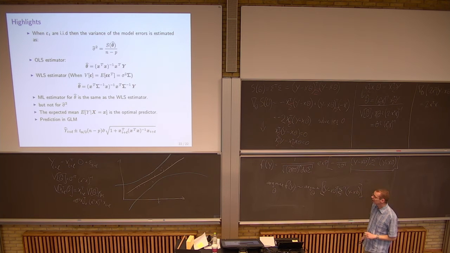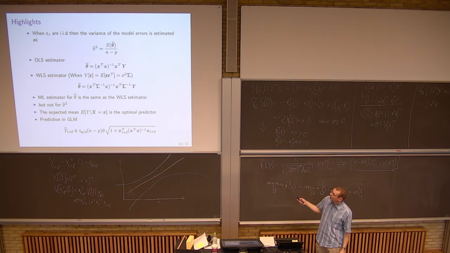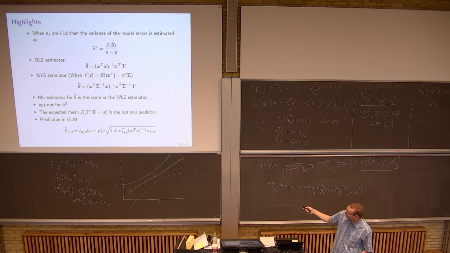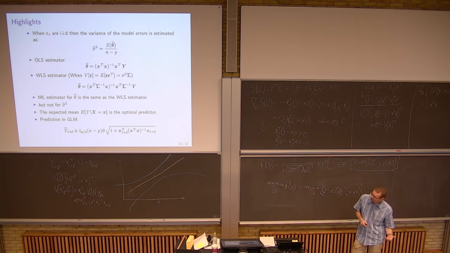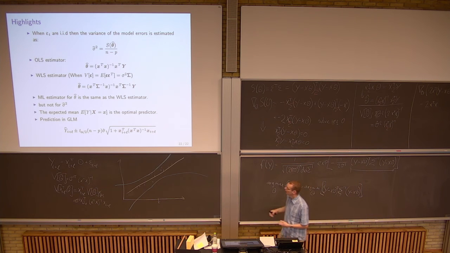And you can say the highlights from today: it's the usual estimator of sigma squared. Then we have the ordinary least squares estimator and the weighted least squares estimator with this definition. Maximum likelihood in this sense is the same estimator as for the weighted least squares estimator, but not the same estimator of sigma hat. And the conditional expectation is the optimal predictor. And this is how you get confidence intervals or prediction intervals. That was what I wanted to show for the slide part.